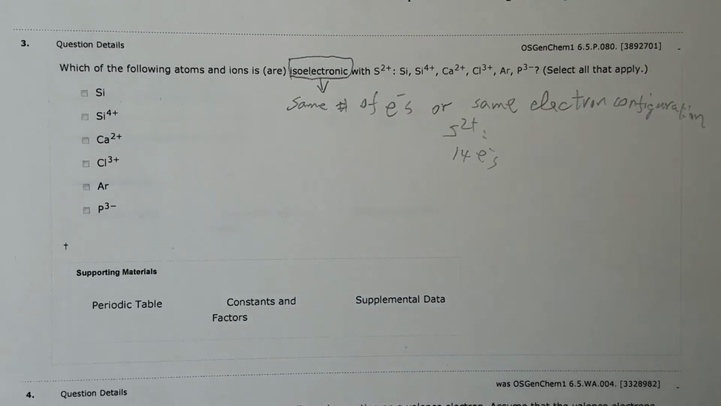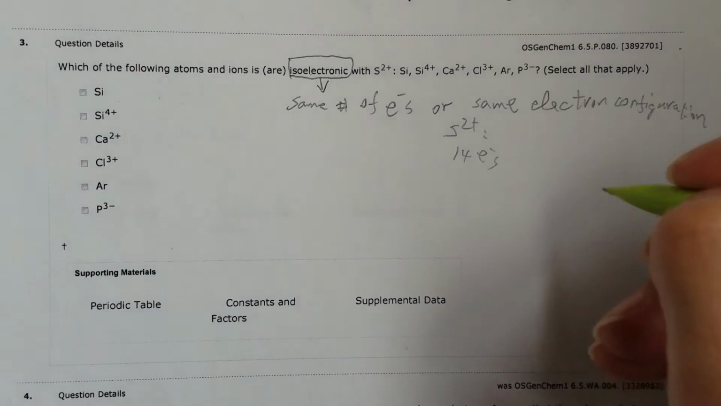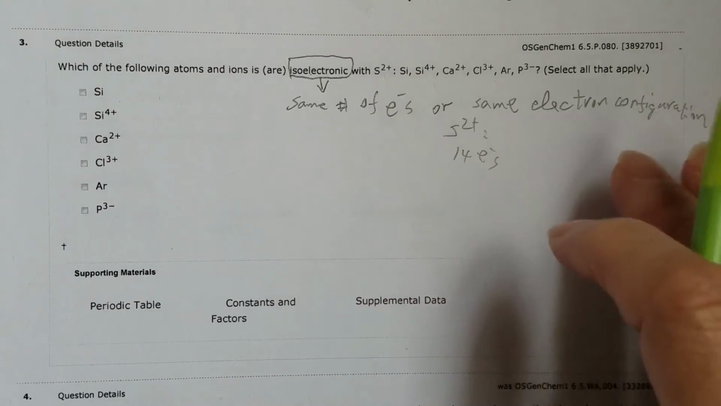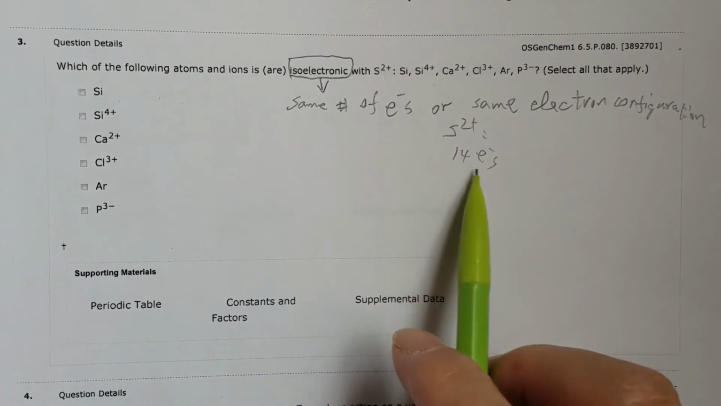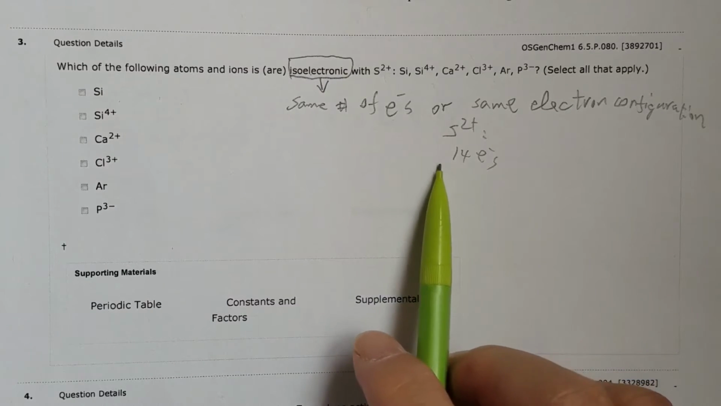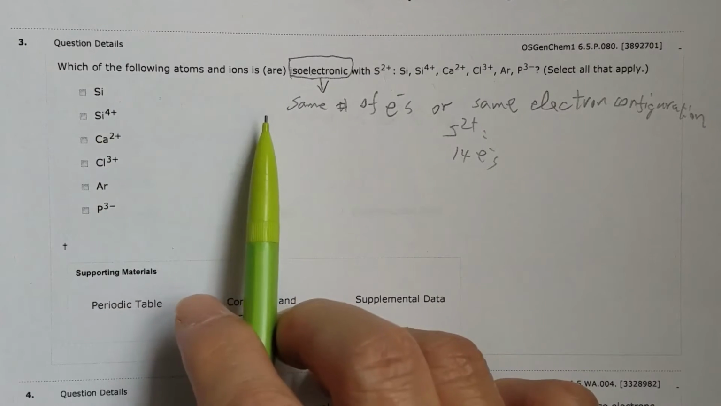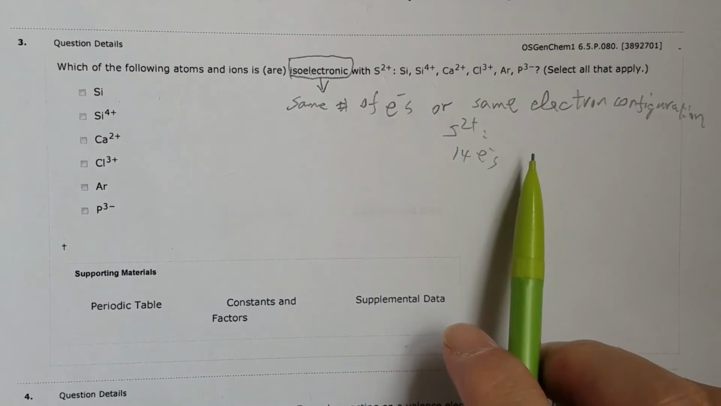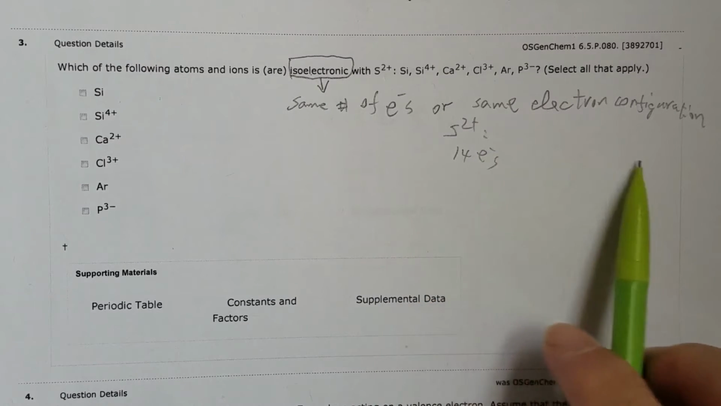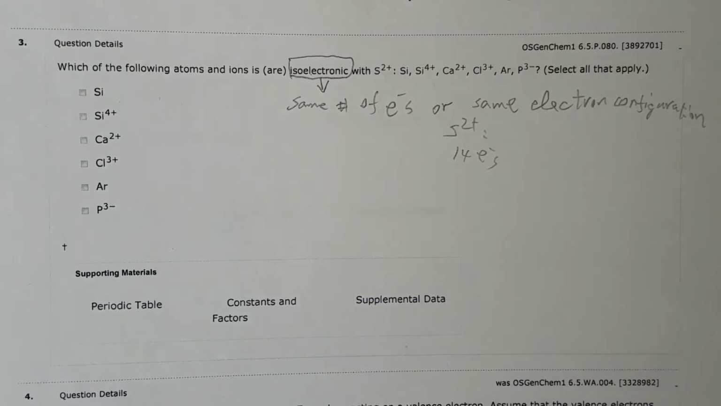If we have 14 electrons, let's find out its electron configuration. We don't really have to find out the electron configuration. As long as we have 14 electrons, we should be fine. That should be enough to solve this problem. Maybe after watching this video clip, you can complete the electron configuration for S2+ using the Aufbau principle.